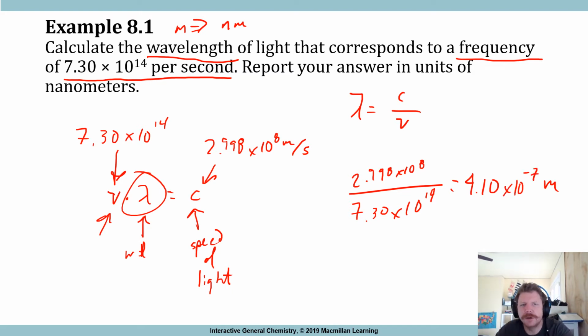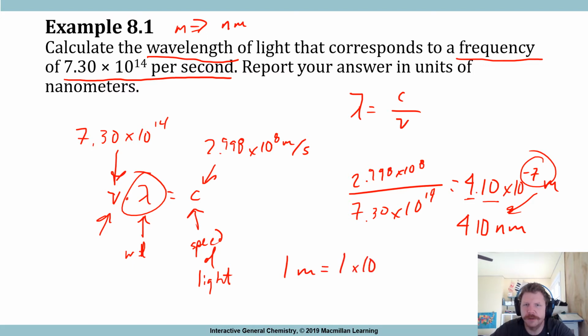Now, like I said, you're going to see this in meters as well as in nanometers. So what I recommend is whenever you see a number like this, in scientific notation with one number in front of the decimal and two to the right, that is going to appear as 410 nanometers. Whenever you see this negative 7th meters, I'd be ready to throw that straight into nanometers, because 1 meter is equal to 1 times 10 to the 9th nanometers.